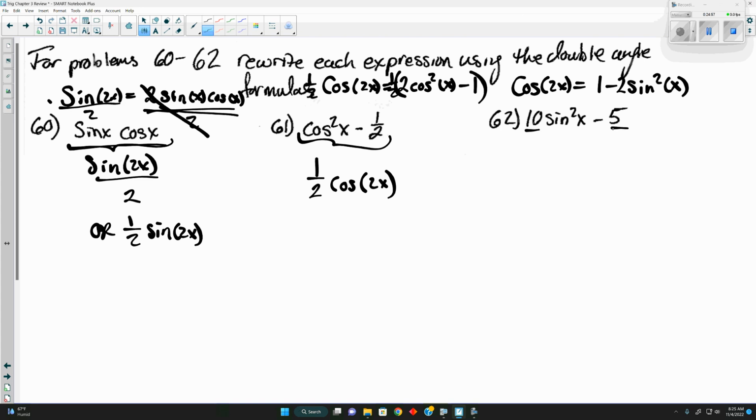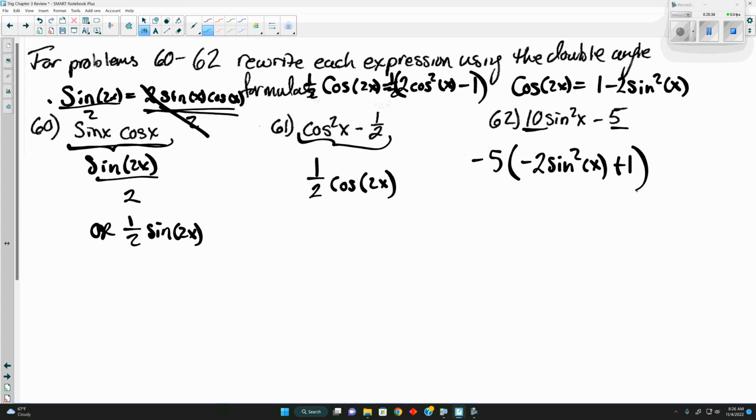So this 10's supposed to be a 2, this 5's supposed to be a 1, yes? Sine's supposed to be negative, and the 5 is supposed to be positive. So what can I do to make this go from positive 10 to negative 2? We can divide it by negative 5, yes? I can factor a negative 5 out. If I factor a negative 5 out of 10 sine squared of x, it's going to be negative 2 sine squared of x. If I factor a negative 5 out of negative 5, I get plus 1. Does that make sense of what we just did there?